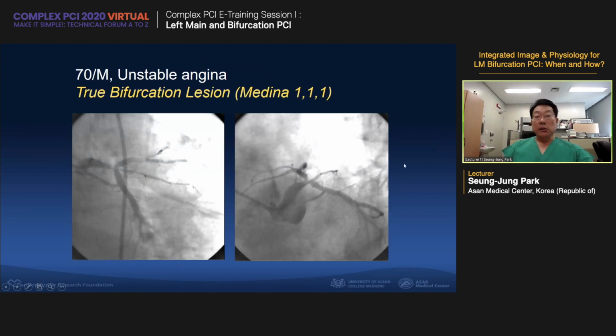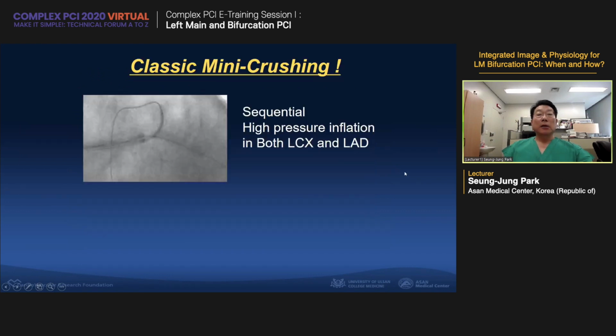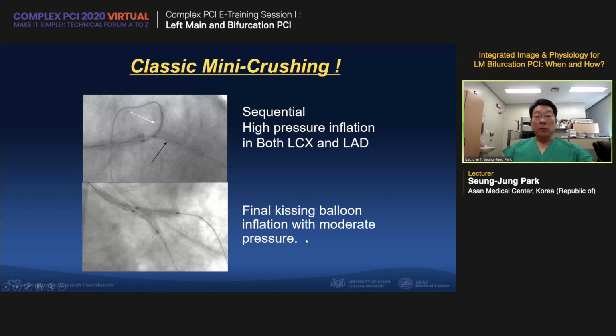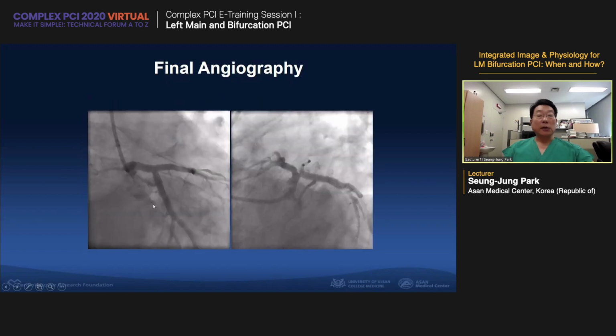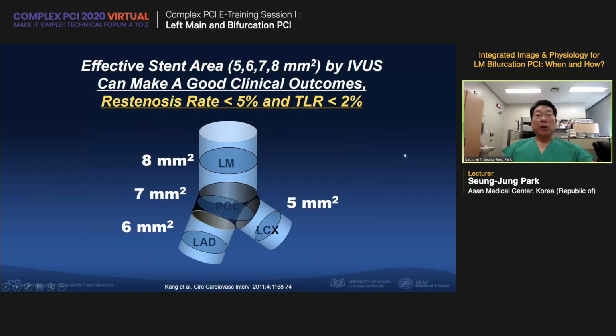True bifurcation disease. If you look at the circumflex ostium, it is truly diseased. And so in this case we did the sequential, classic mini crushing technique. So two stent: circumflex ostium, LAD, and the final kissing inflation. This is the classic mini crushing technique. It is a good angiographic result. The final IVUS MLA, circumflex 5, LAD almost 9 square millimeters, is quite enough. Minimal stent areas. This is our data.